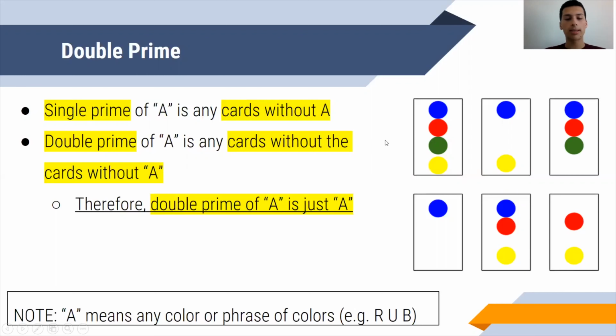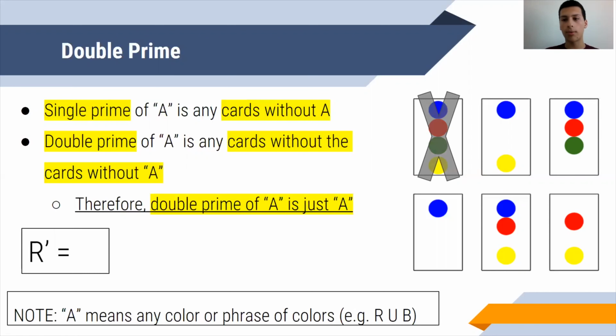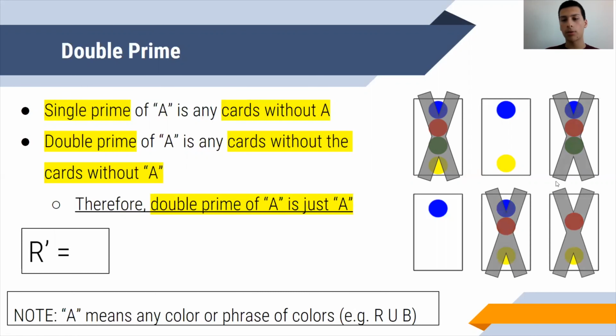So let's start off with an example of single prime here. Red prime. So red prime is any cards without red. And we're going to cross off the red ones. And there are two cards without red. So the answer here is 2.